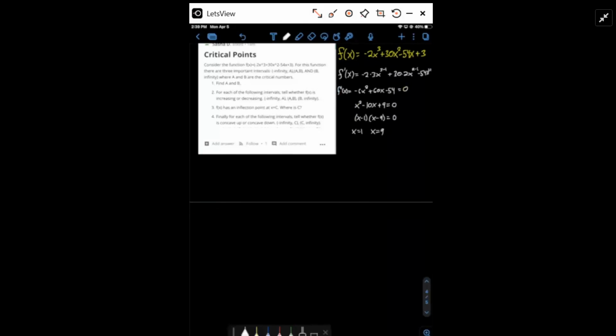Part 2 says, for each of the following intervals, tell whether f of x is increasing or decreasing. So the way we do this is by making a number line, putting our two critical points on there, 9 and 1. Now we plug a number that's less than 1, a number that's between 1 and 9, and a number that's greater than 9 into f prime of x in order to find out whether f prime of x is negative or positive. So when we pick a number that's less than 1, let's say we plug in 0 into f prime of x.